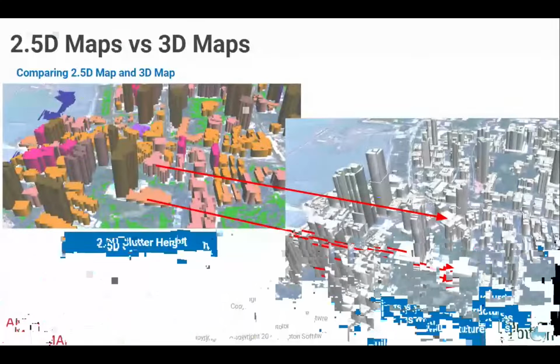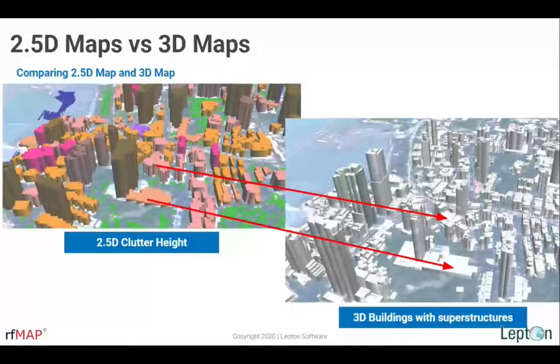And with these two red arrows, I have tried to show you the comparison between the buildings having superstructures in 3D map and the buildings without any separation in the 2.5D clutter height dataset.